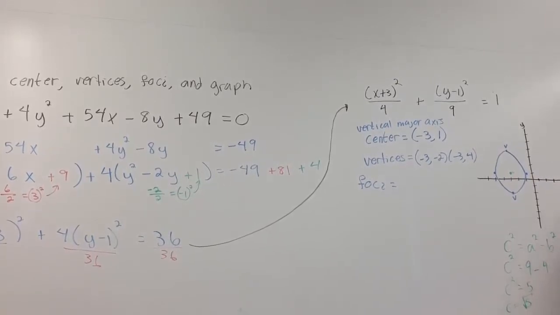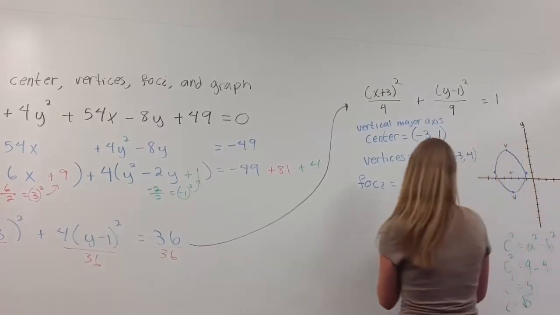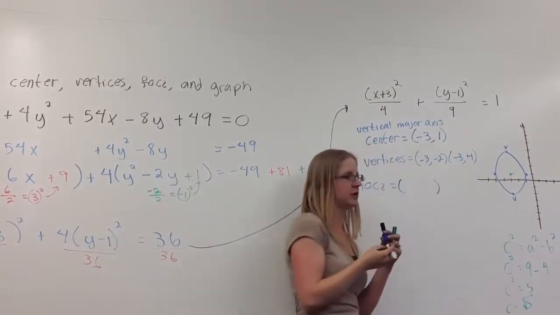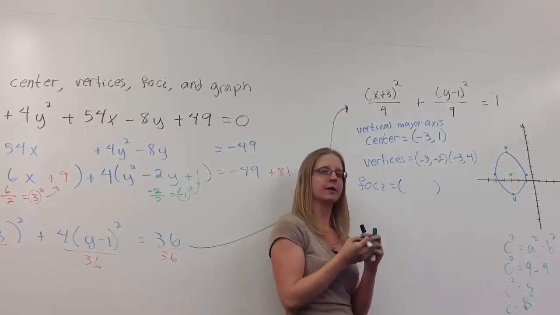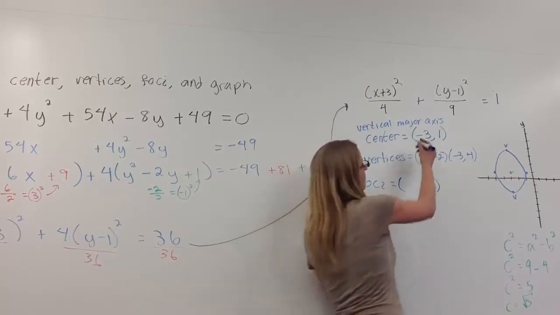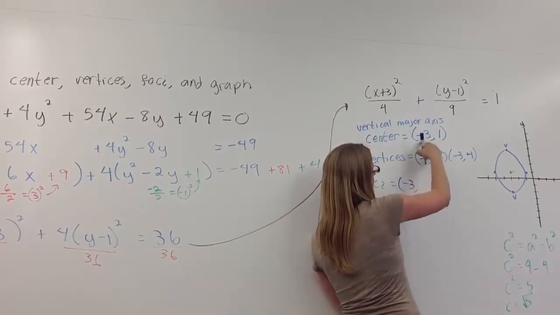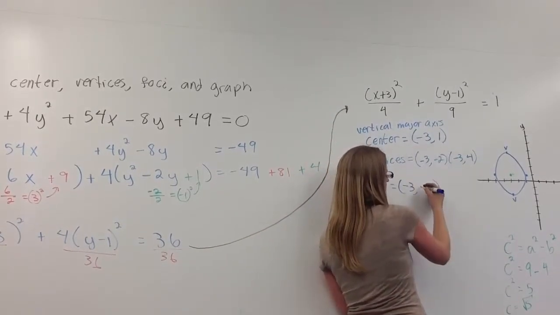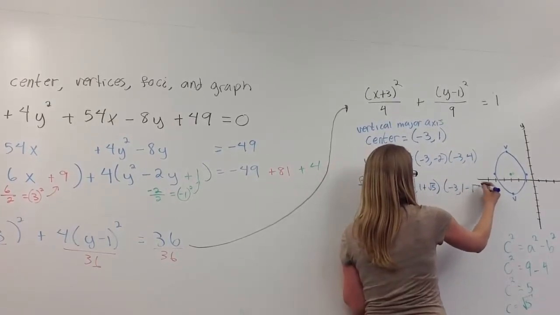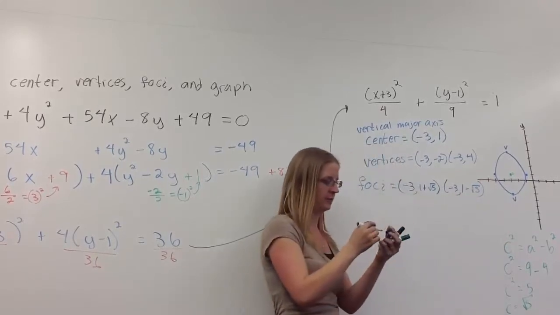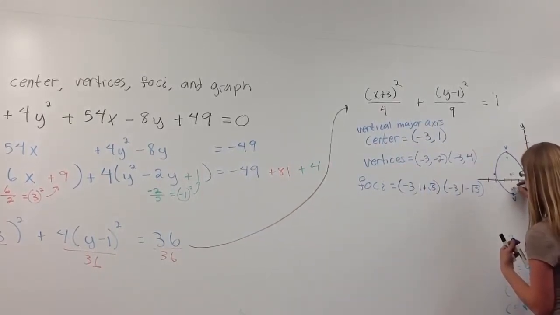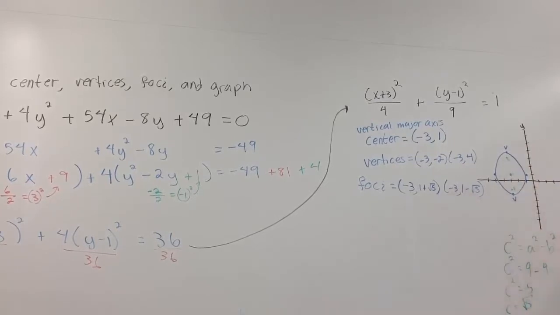Perfect. So in order to find the foci, is the x direction going to change or is the y direction going to change? The y. Why? Because it's vertical, right? So the y direction is going to change. So the -3 is going to stay, and then I have a 1, so it's going to be 1 plus the square root of 5, and then 1 minus the square root of 5. And you can plug that into your calculator to get some decimals, but you would get 2 points over here. That would be called the foci.